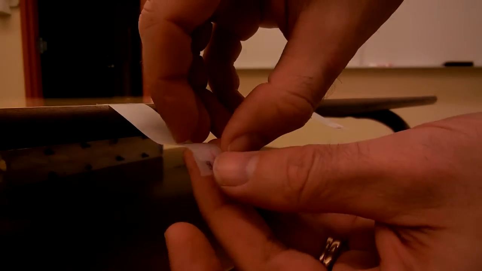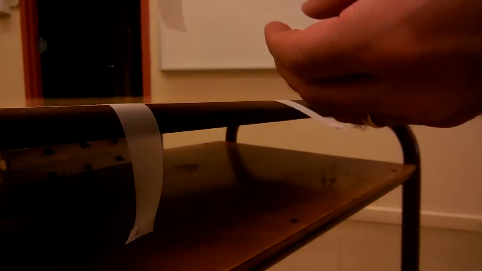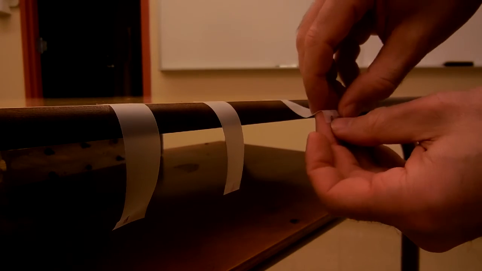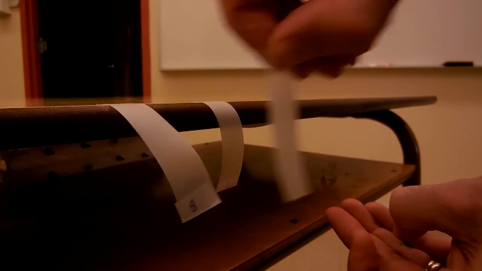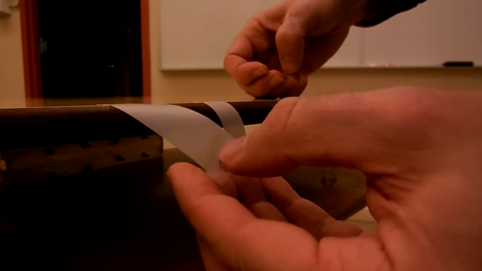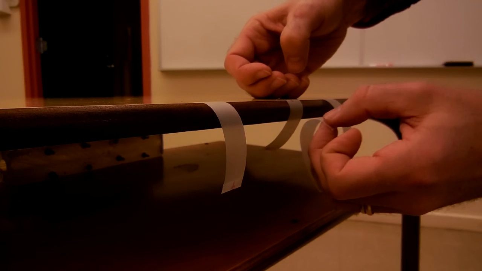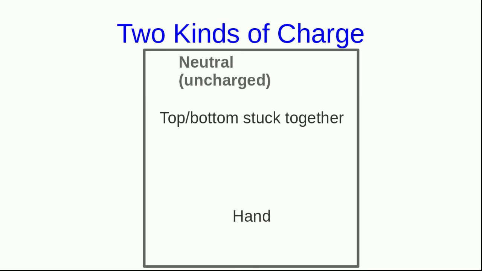Make 2 pairs of top and bottom strips. Peel them both. When you peel off the second top, test it. It will repel the other top and attract the other bottom. Now test a bottom. It'll attract the top and repel the other bottom. What this and many other experiments show is that there are 2 kinds of charge.